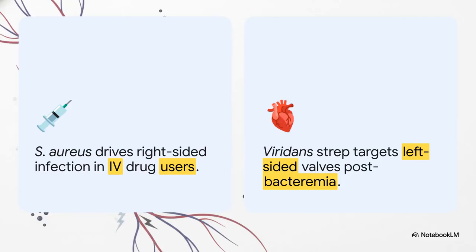Here is our first clinical variance box. Let's examine how a singular pivot in the patient's history completely alters the pathogen and the valvular trajectory. Think about an IV drug user. They are introducing bacteria directly into the venous system, right? That makes Staphylococcus aureus the primary driver, predominantly attacking the right-sided tricuspid valve. Now, contrast that with a patient who has a congenital defect, like mitral valve prolapse. This pre-existing endothelial damage on the left side of the heart acts like an absolute magnet for viridans streptococci following a transient bacteremia, say, from a routine dental procedure.